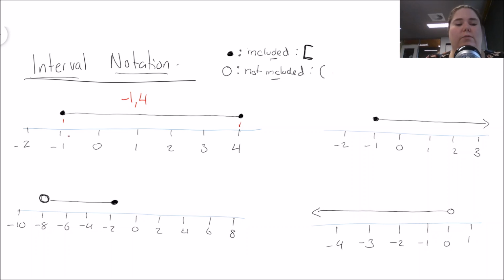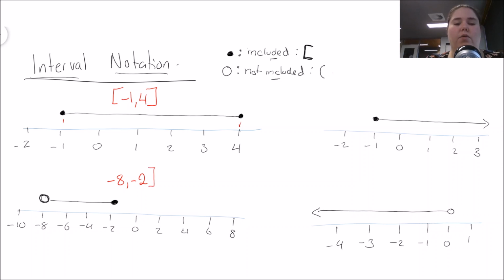Okay, so on our first number line here, we have two coloured in closed dots. So closed means we touch it. And so that is our square bracket. Cool. Okay, with our next one down here, we've got -8 to -2. So they're our numbers, smallest to largest. So we've got a coloured in dot. We know a coloured in dot is a square bracket.